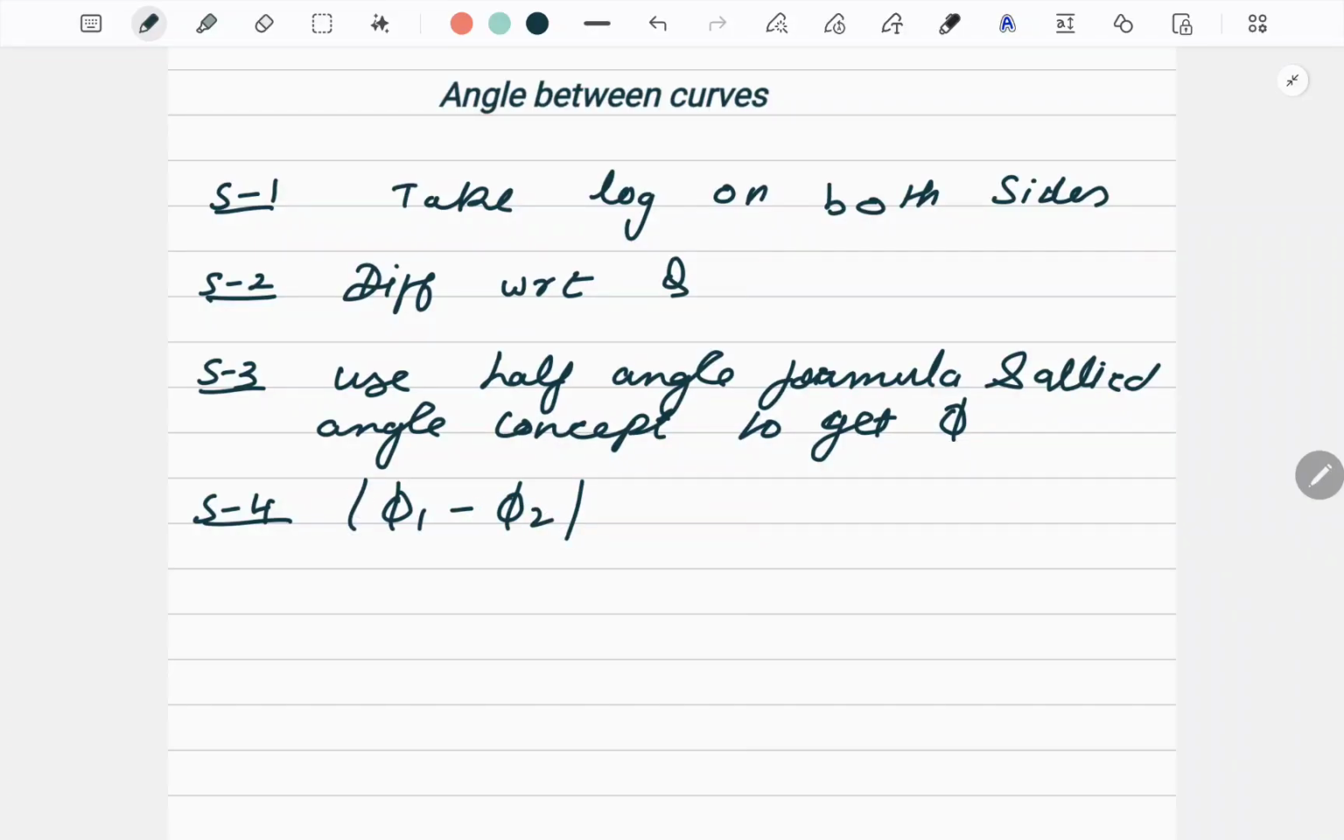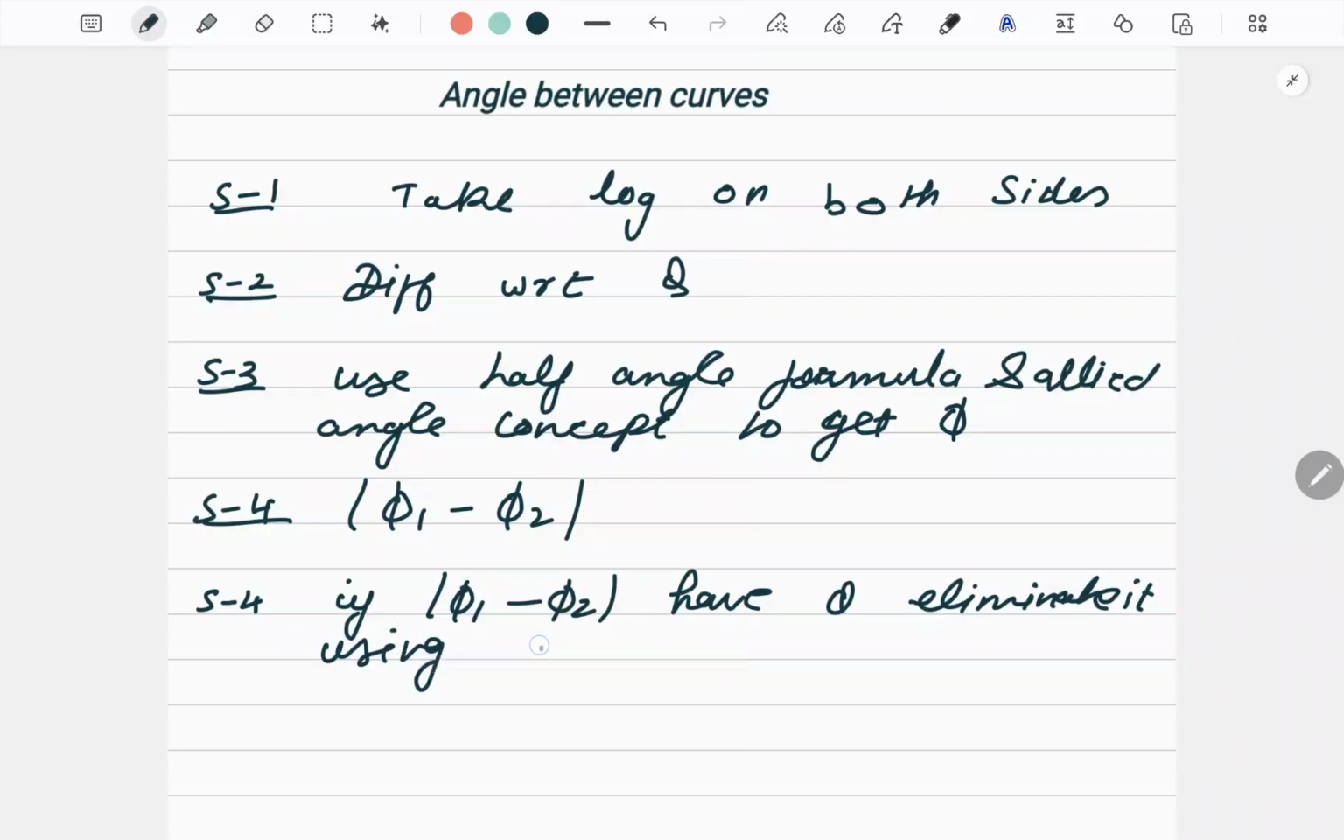So basically I will find phi, that is the angle between radius vector and tangent, for one curve, and name it phi 1. Then I will find phi for the second curve and name it phi 2. I will subtract them and the absolute value will be my answer. Now in a few questions you will come across the case where phi 1 minus phi 2 will have theta. If phi 1 minus phi 2 has theta, eliminate it using the equation.